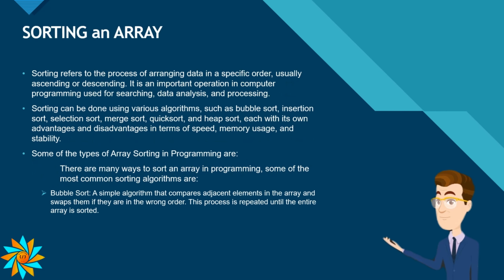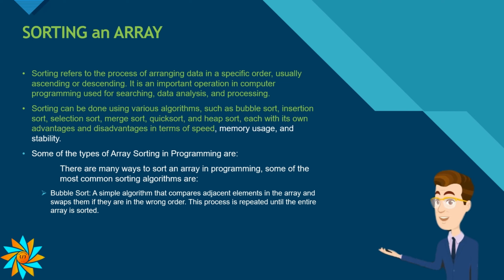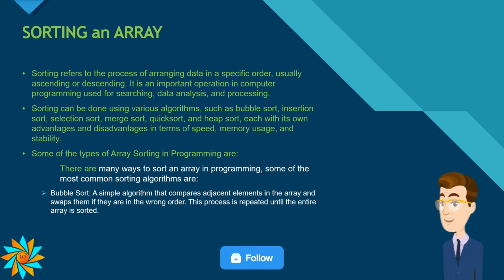Sorting an array. Sorting refers to the process of arranging data in a specific order, usually ascending or descending. It is an important operation in computer programming used for searching, data analysis, and processing. Sorting can be done using various algorithms, such as bubble sort, insertion sort, selection sort, merge sort, quicksort, and heap sort, each with its own advantages and disadvantages in terms of speed, memory usage, and stability. There are many ways to sort an array in programming.